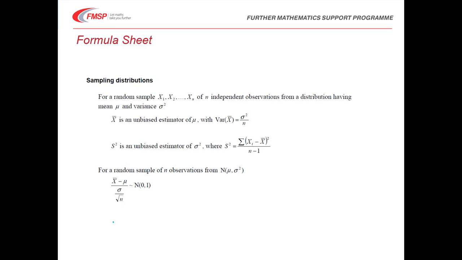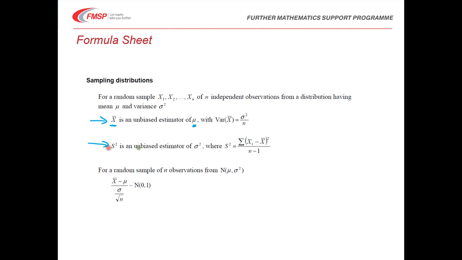So you're given quite a lot of information on a formula sheet, which is great. So we're told that capital X bar is an unbiased estimator for the population mean. Okay, so mu is a parameter, a population parameter. X bar is a sample statistic. So there's nice alliteration of words going on there.